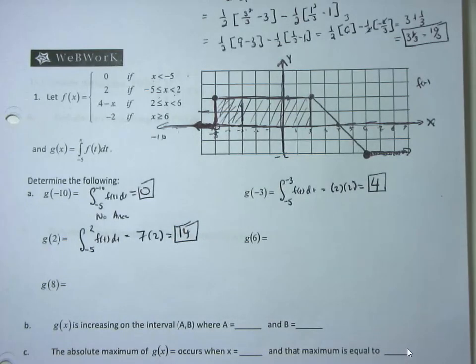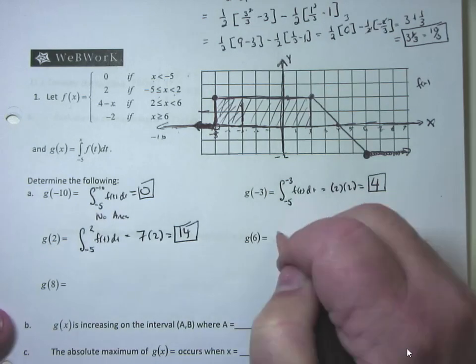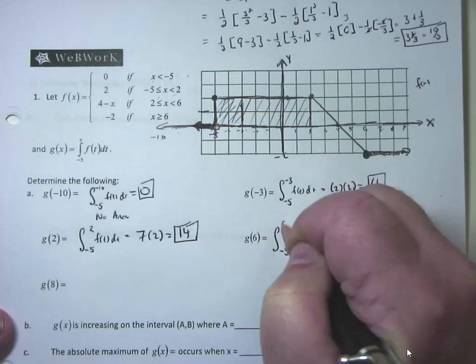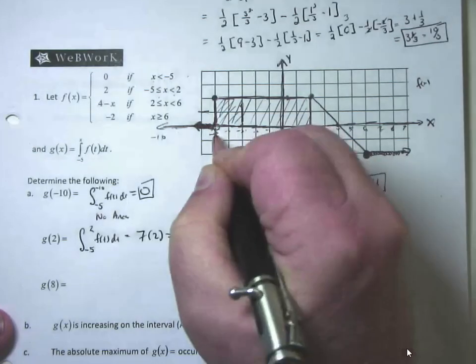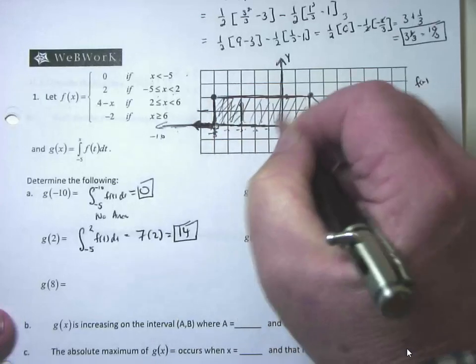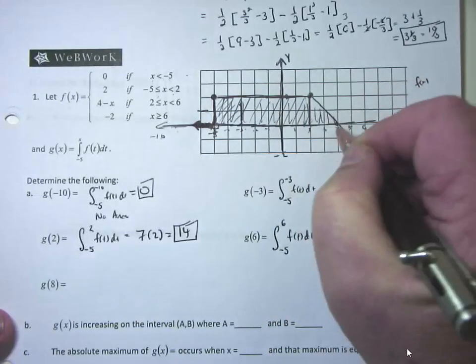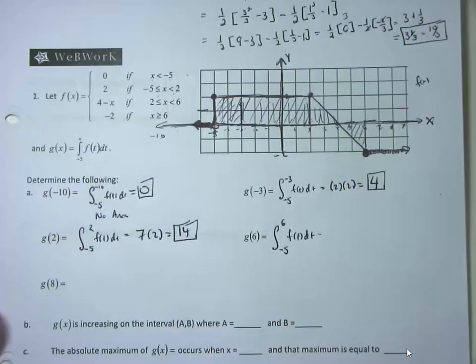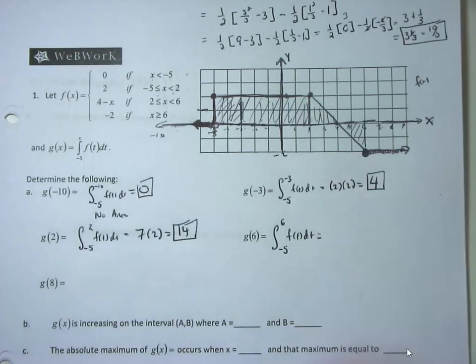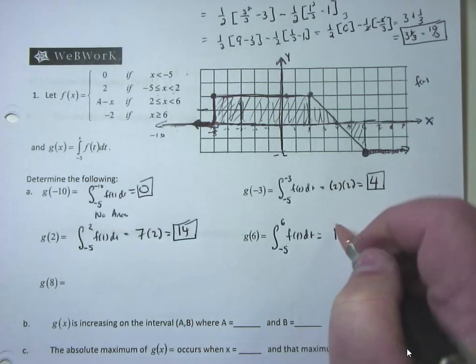Then they threw another one at you. What's g of 6? G of 6 would be the integral between -5 and 6 of f of t dt. So we're starting at -5, but this time we're going to go all the way over to 6. So here's the 4, 5, 6, and here's 6 down here. What do you notice? Well, what do you think the answer is? Hopefully you can look at it and tell what the answer is. 14. Why is the answer going to be 14?